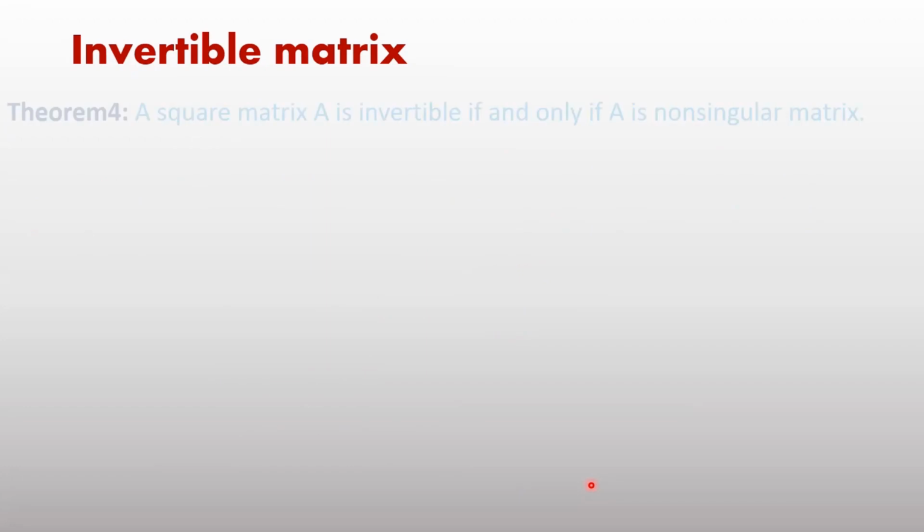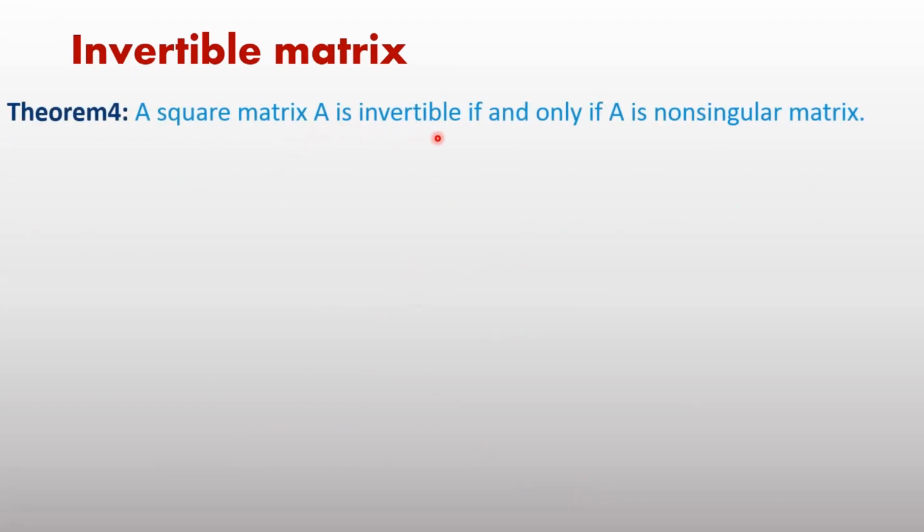Now next, invertible matrix. A square matrix A is said to be invertible if it is a non-singular matrix. This means if the determinant of A is not equal to 0, then we can find the inverse of the matrix.